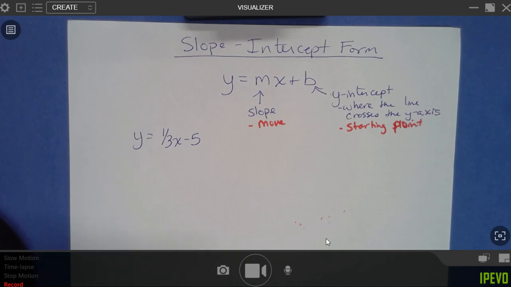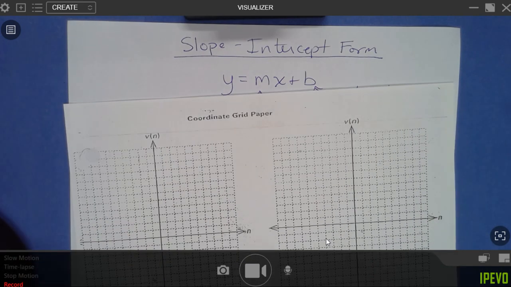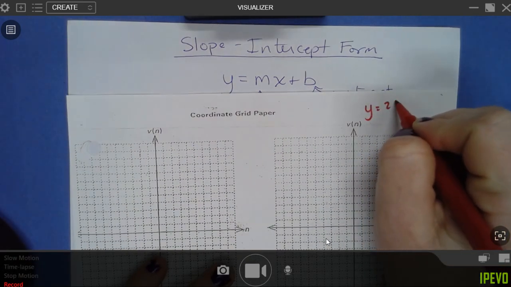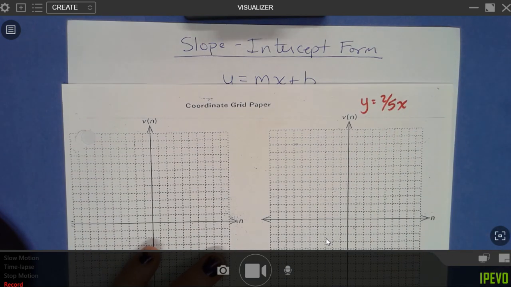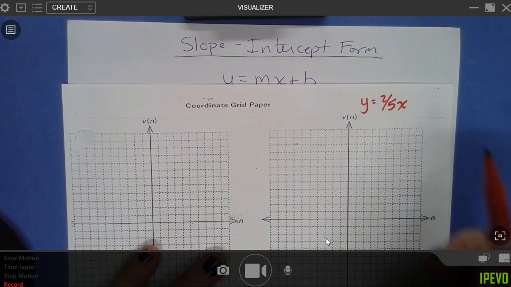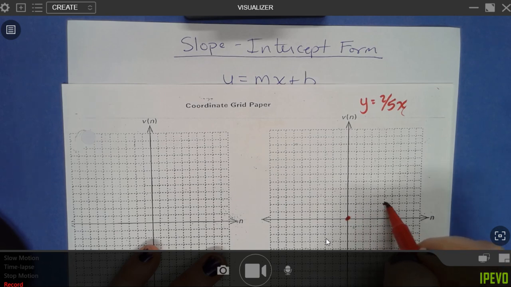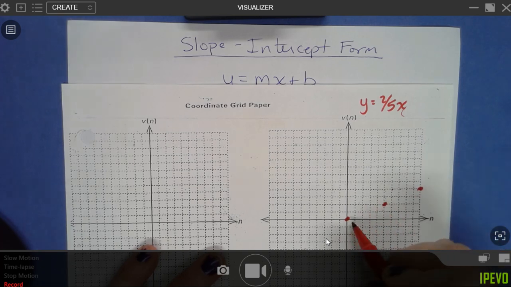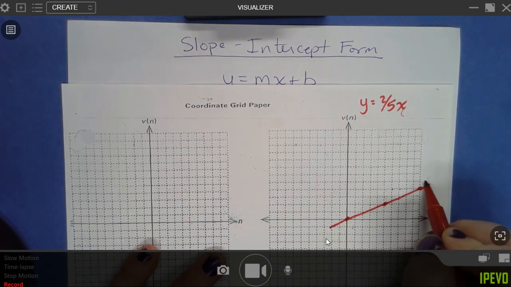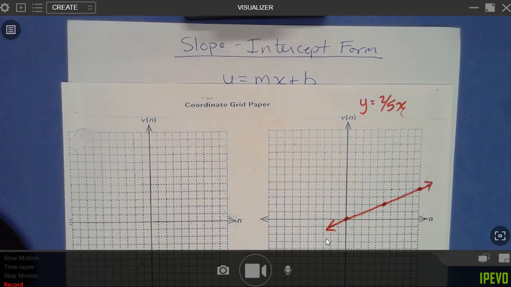But what if we wanted to graph y equals 2/5 x? There's not a b there. Well, if there's nothing there for b, b is 0. So you start at 0. You go up 2 over 5. 1, 2, 3, 4, 5. Up 2 over 5. And there you have it. And you don't forget your arrows. It's a line that's continuing on in both directions. So you want to make sure that you always have your arrows.